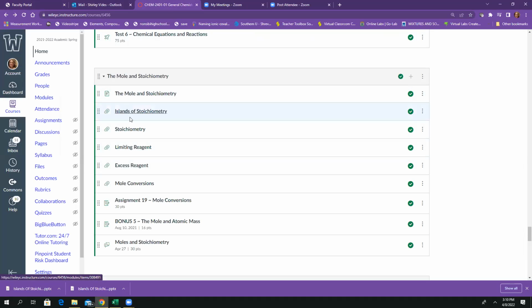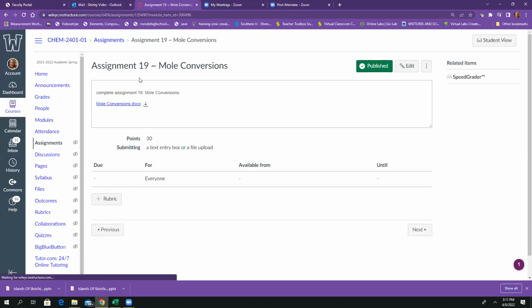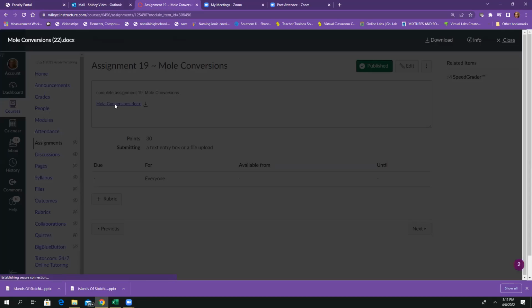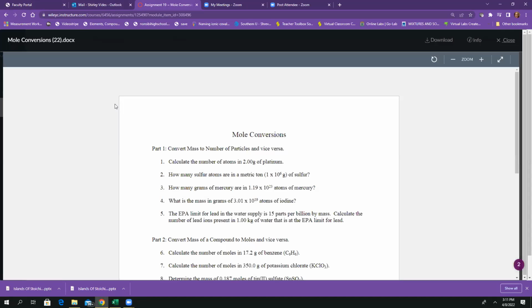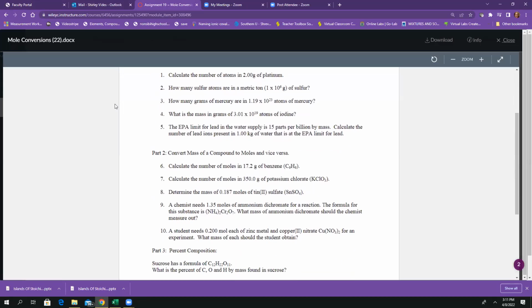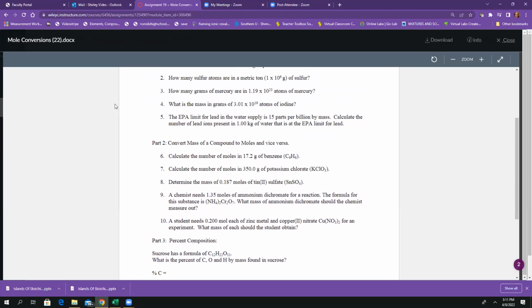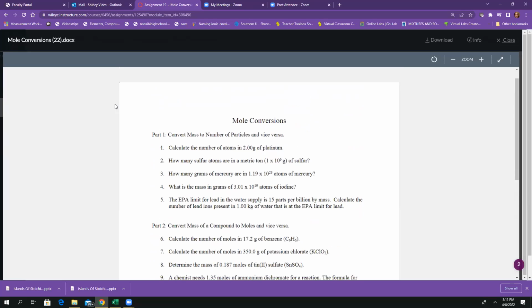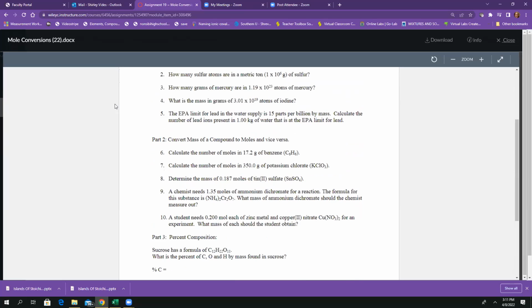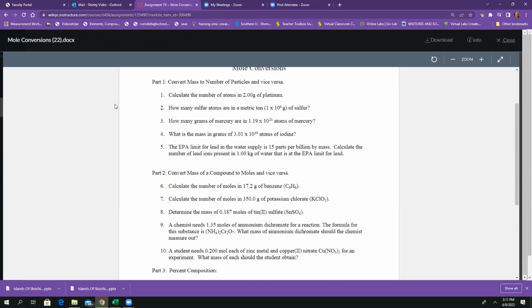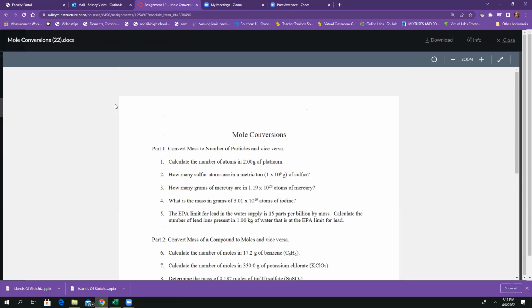See, you got mole conversions, but that's just that. But there's the assignment. You see that? So you can look at it actually. You can look at that mole conversions document. And there they are. And you've got a percent composition question, which I will also be showing you. This is why I didn't do this, because we're not there yet, right? We didn't finish. So I didn't assign this to you yet. But you can look at it and see how to calculate everything.